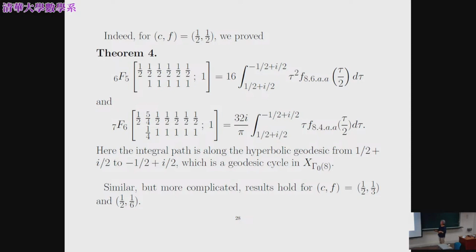Likewise, the 7F6 itself is also a period. It is related to a form of weight 4 for the same group, but with a tau in front. So all the hard work is to find the form and to find this path, so as to realize this hypergeometric value as a period. And there are similar but more complicated results for two other pairs. So thank you very much for your attention.